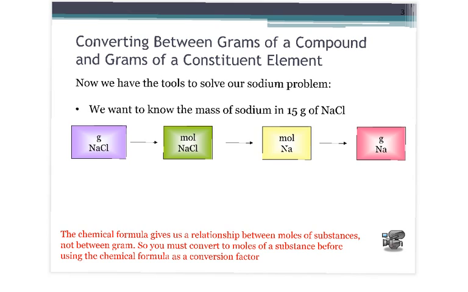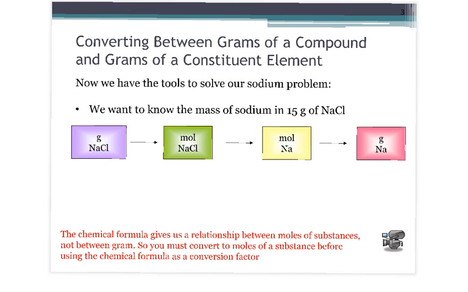Okay, now we want to learn to convert between the grams of a compound and the grams of the constituent elements. And finally we have our tools to solve our sodium problem. Remember, the FDA recommended that we get 2.4 grams of sodium per day, but we don't ingest sodium alone because that's poisonous. We get our sodium intake from sodium chloride, which is our table salt, right? So we want to know the mass of sodium that we're getting if we ingest 15 grams of sodium chloride that day.